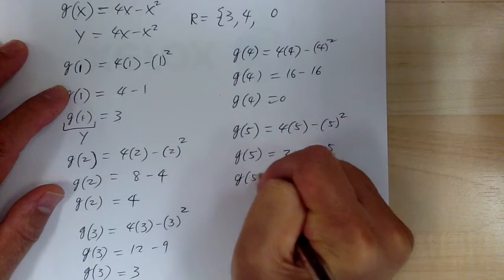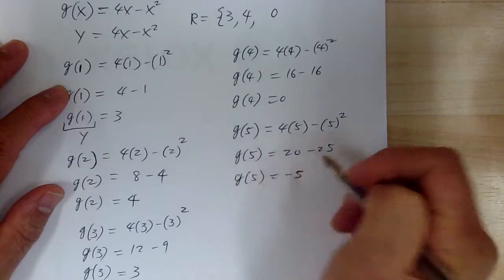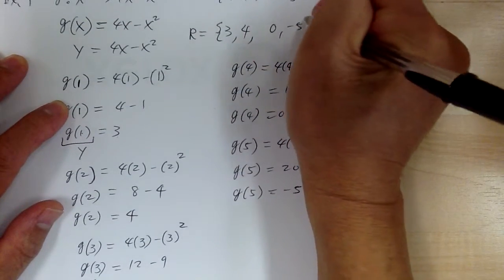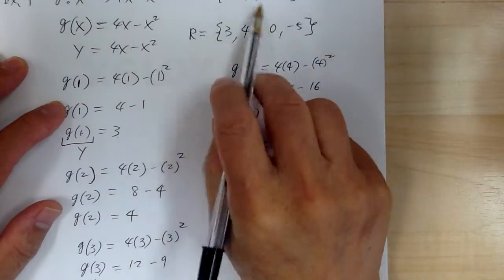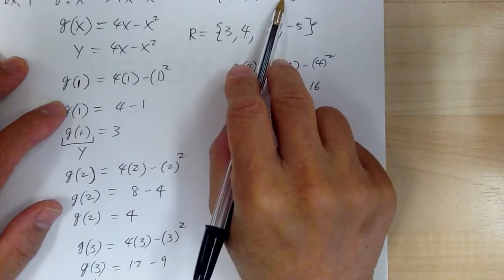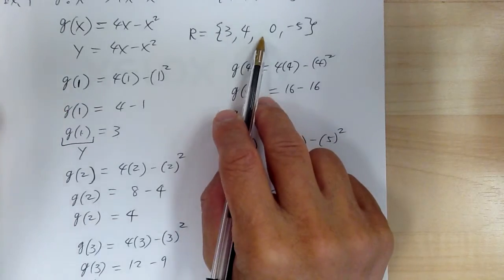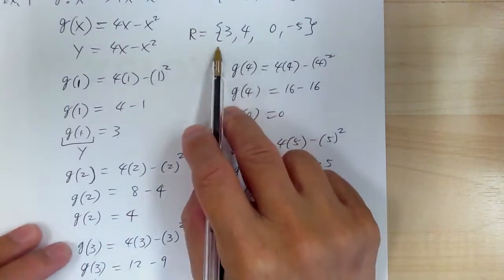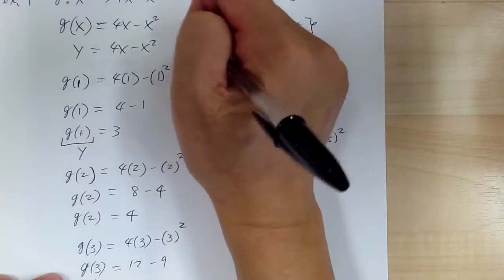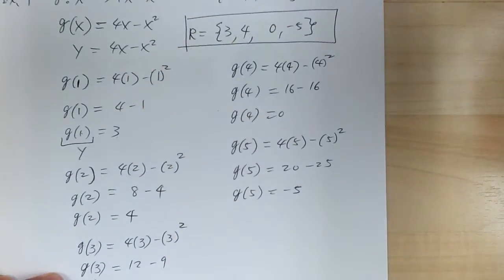So g of 5 equal to negative 5. So negative 5, and that's it. Again, if you notice, there are 5 inputs, but there are only 4 outputs because you got duplicates. So when you're looking for range, if there are duplicates, you don't have to write it again. And so your range would be your answer.